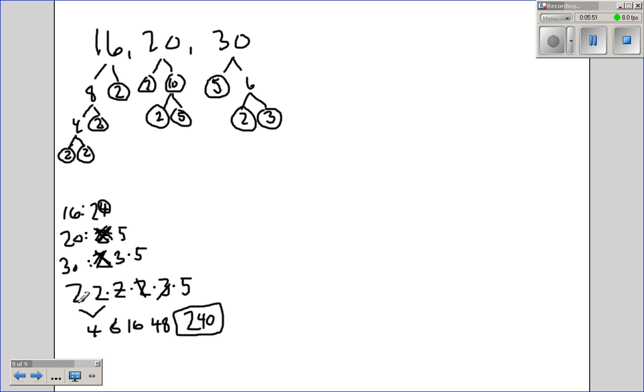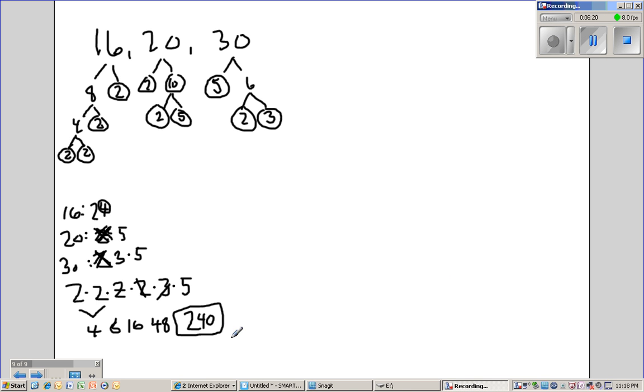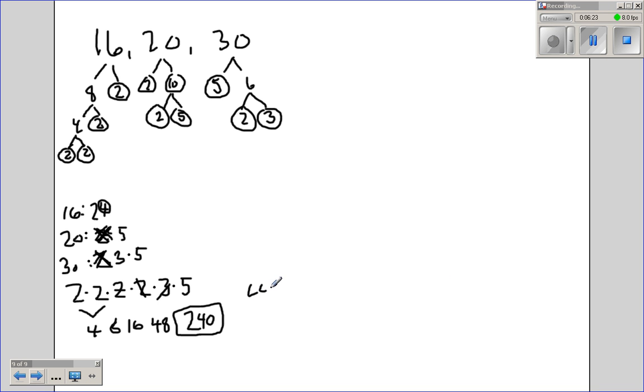So now we multiply these out. 2 times 2 is 4, times 2 is 8. Geez, that almost looked like a 6. Let's make sure 4 times 2 is 8. I'm not able to use a pen. I'm using a mouse to write here, so bear with me. 8 times 2 is 16. 16 times 3 is 48. And 48 times 5 is 240. Okay, so we're back. So we found that 240 was our least common multiple for 16, 20, and 30 using our factor tree, prime factorization.